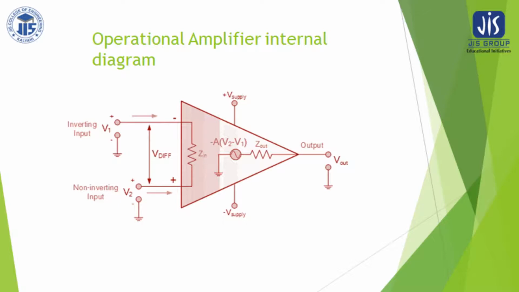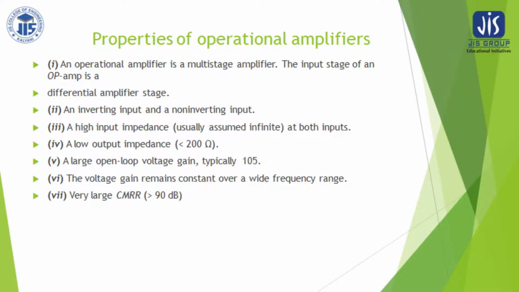So this is all about the internal equivalent circuit. The op-amp has two types of operation, either open loop or closed loop. In case of open loop, we have already seen the output is limited to plus V saturation, given by VCC minus 1.5 volt, and minus V saturation, which is equal to VEE plus 1.5 volt.